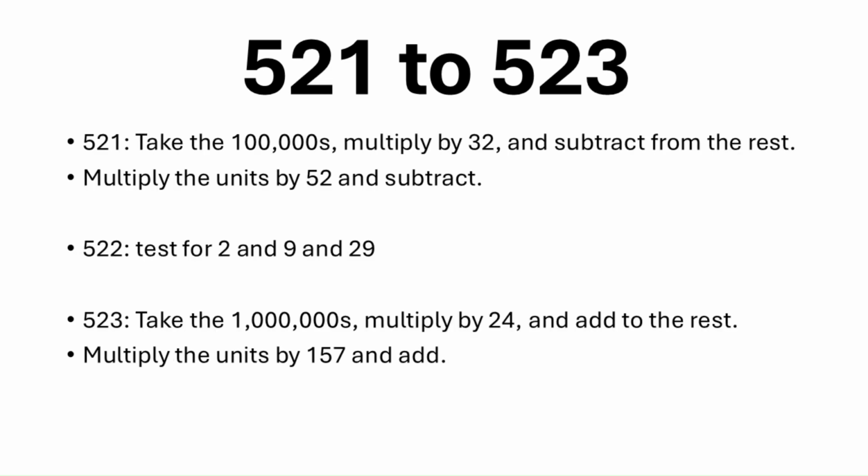521, take the 100,000s, multiply by 32, and subtract from the rest. Multiply the units by 52 and subtract. 522, test for 2 and 9 and 29. 523, take the 1 millions, multiply by 24, and add to the rest. Multiply the units by 157 and add.